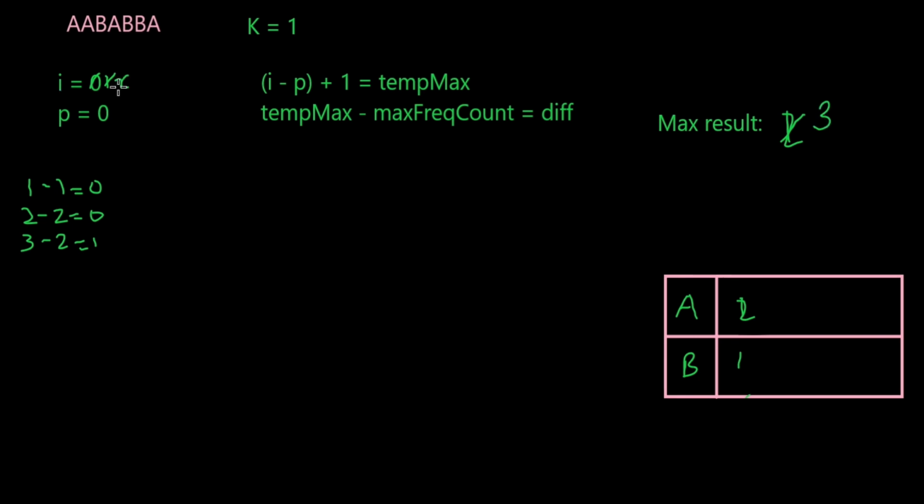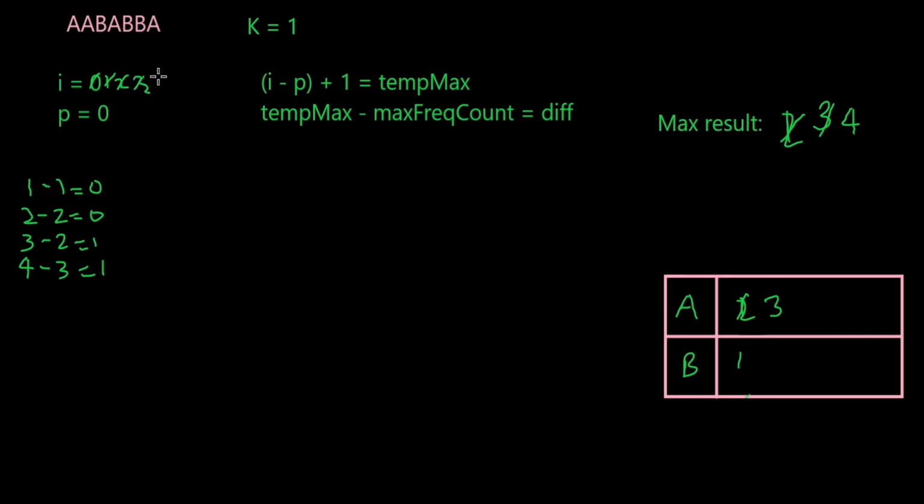Now when i is equal to 3, we're at another A, so A is going to be 3, and the length of our window is going to be 4, and 4 minus 3 is 1, which is equal to k, so our window is good. Now we get a max length of 4.